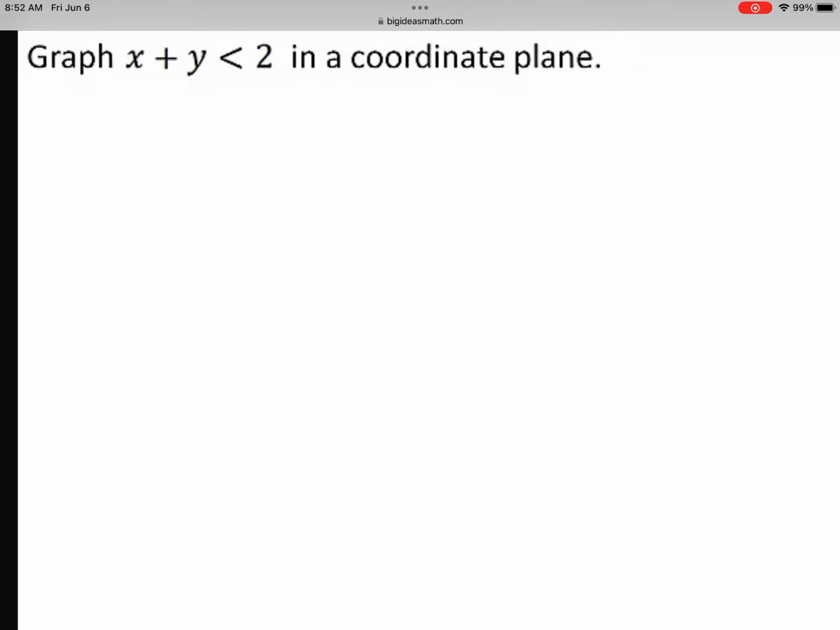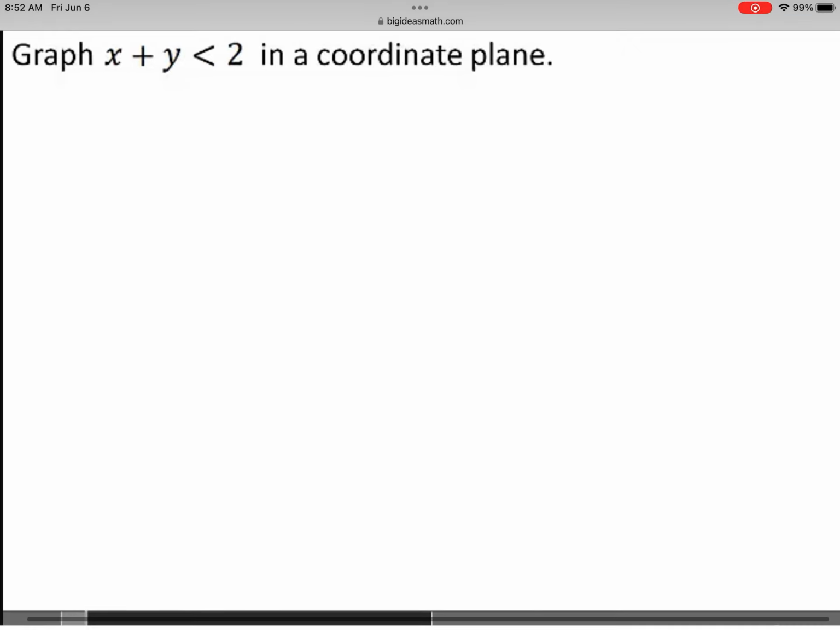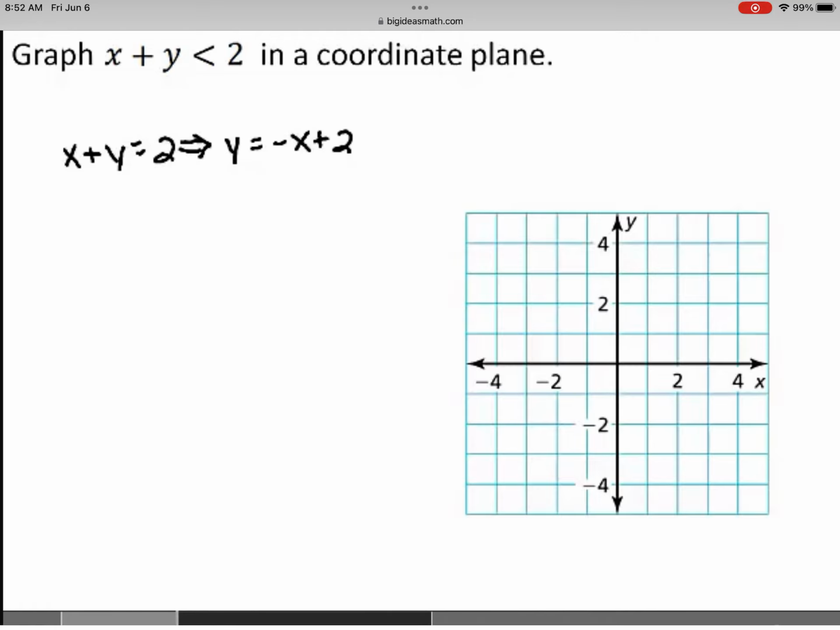Graph x plus y is less than 2 in a coordinate plane. First, you want to graph the boundary line for the inequality. The boundary line for the inequality is x plus y equals 2, which can be written as y equals negative x plus 2. So graph the line y equals negative x plus 2. Because the inequality symbol does not include equal to, use a dashed line.